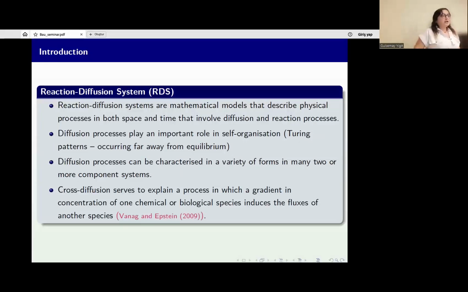So the diffusion can be characterized in several forms, such as self-diffusion, which could include two components or more, or cross-diffusion. What is the definition of cross-diffusion? It's a process where the gradient of the concentration of one chemical or biological species influences the fluxes of the other. The diffusion rates are really codependent on each other.